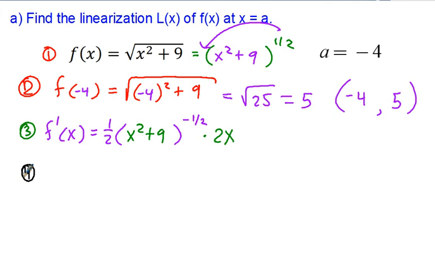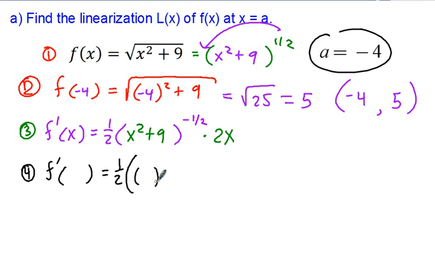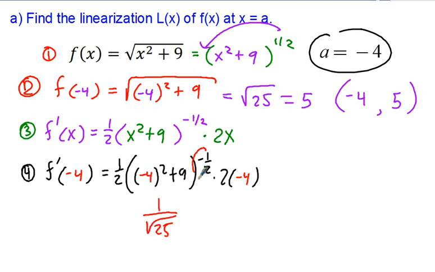Okay, and we want to now evaluate that derivative formula when x is -4. So let's go ahead and plug in -4 into our formula and see what comes out. Here goes. Plugging in -4. Okay. Once again, we get 16 and 9 is 25. So this is 1 over the square root of 25. That's what that exponent tells us to do, which is just 1 over 5.